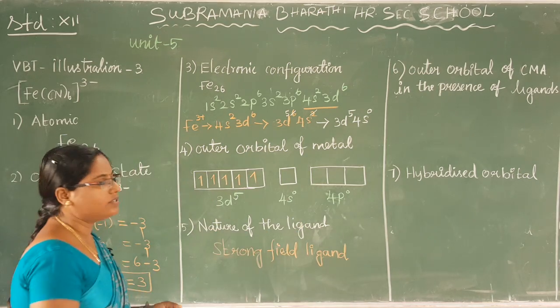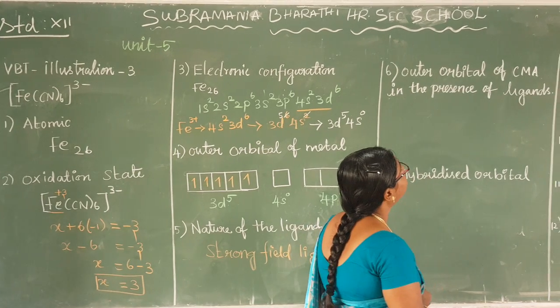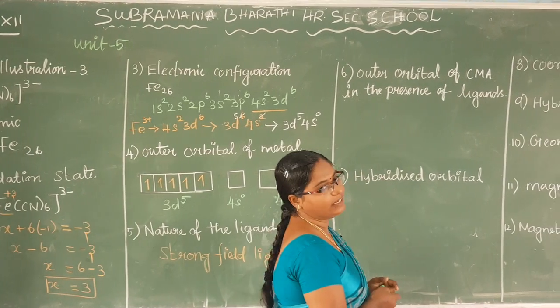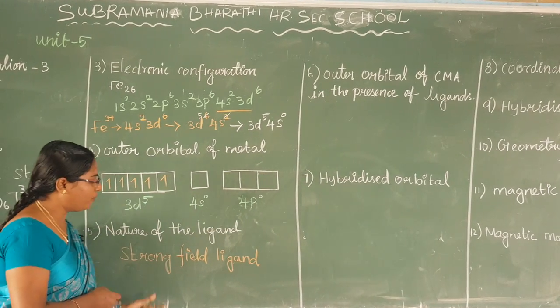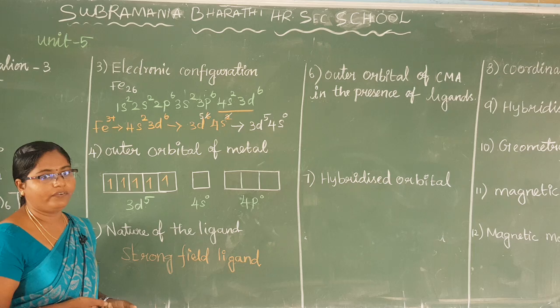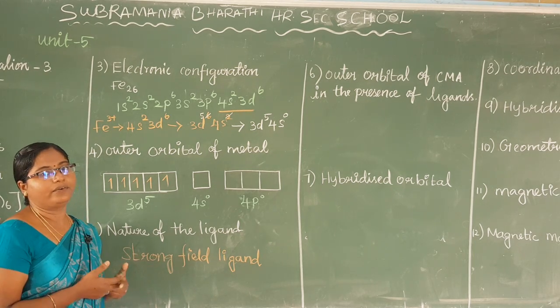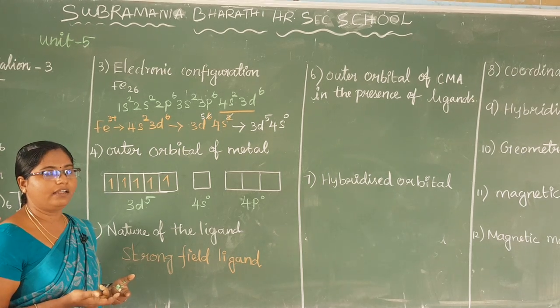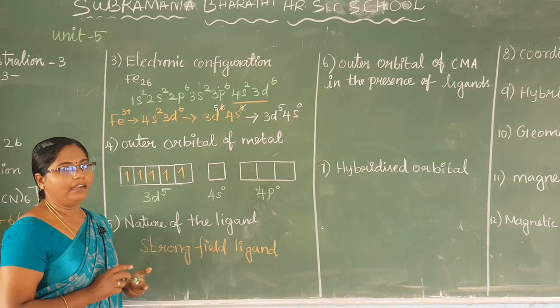Okay, cyanide is the strong field ligand. Now I am going to write the outer orbital of the central metal atom in the presence of the ligand. Before writing that, you should know the role of the strong field ligand. If it is a strong field ligand, it can pair up the electrons. If it is a weak field ligand, there will not be pairing.